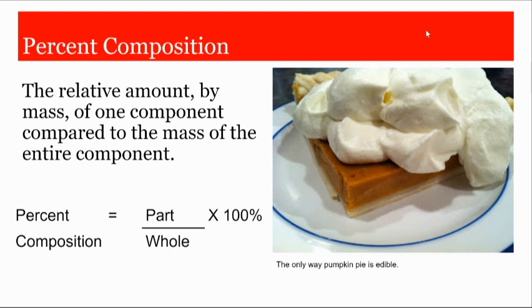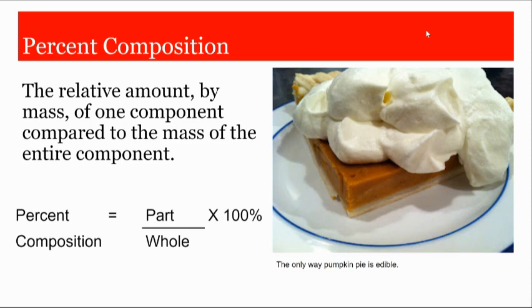Percent composition is the relative amount by mass of one component compared to the mass of the entire component. So the formula for percent composition is part divided by whole times 100. What's the mass of the part divided by the mass of the whole times 100?